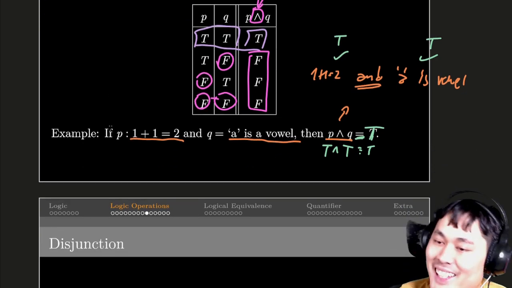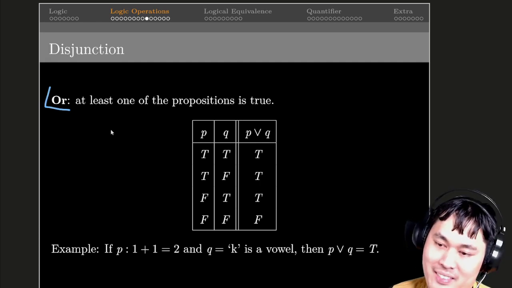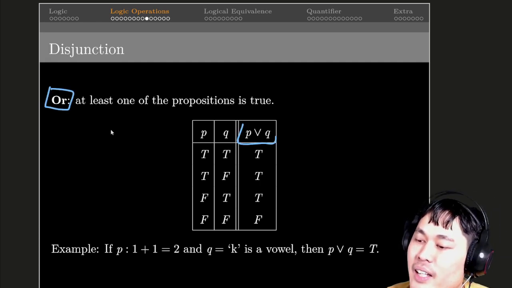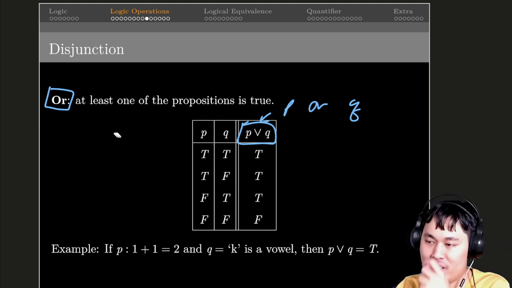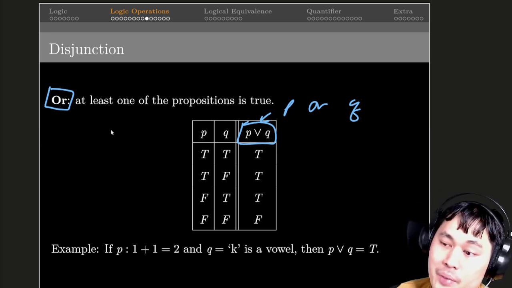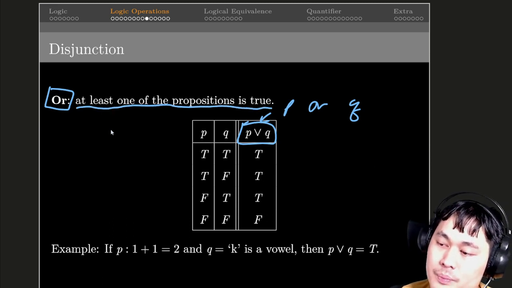Okay, next one we have disjunction. Again, another fancy word that simply means or. You read this statement P or Q. Like not pork, that's not food. P or Q. When I'm claiming or, I mean that at least one of them is true.